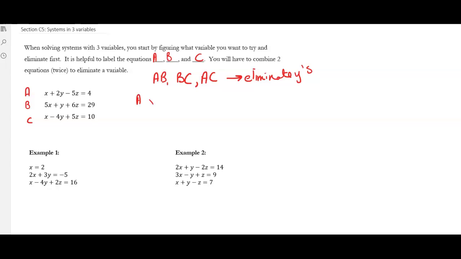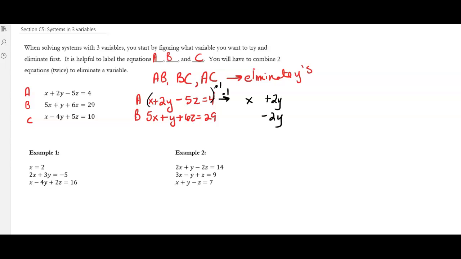So A: x plus 2y minus 5z equals 4. And then B: 5x plus y plus 6z equals 29. Now you do have to be careful that you write everything down correctly. And now we treat this as we would treat another one, right? I want to have a positive 2y and a negative 2y. So for this top one, I just multiply everything by 1.